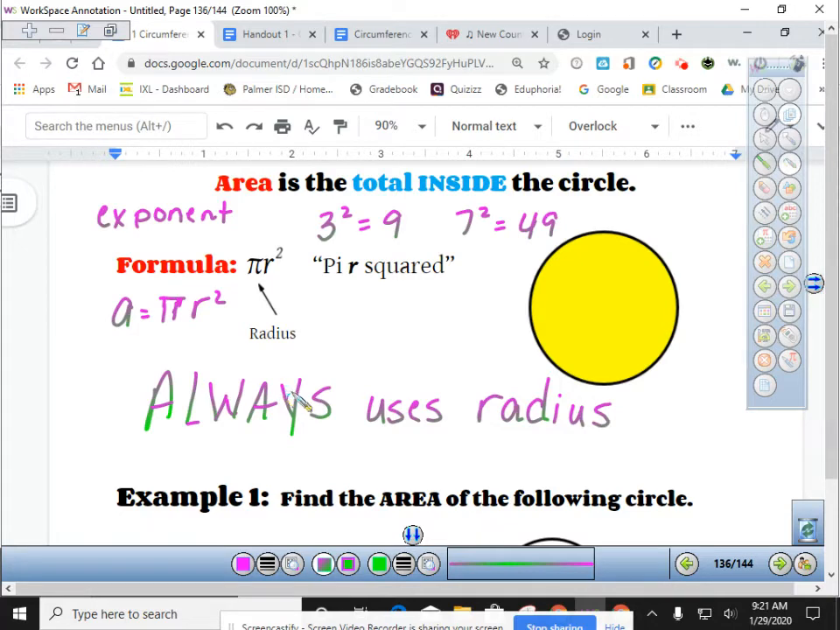So what are you going to do when that happens, since you can't use diameter? Divide it by 2. They're going to give you a circle with a diameter, and then they're going to say, what's the area? And you're going to say, uh-oh, I have to what? Divide it by 2. Always use radius.